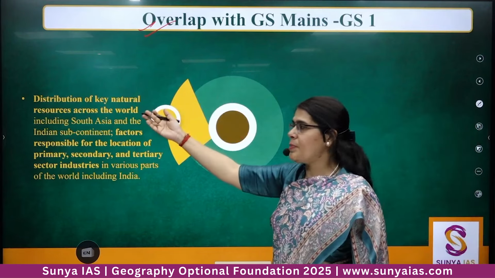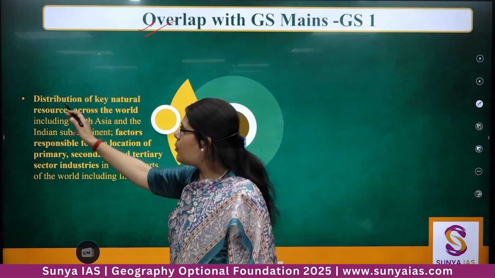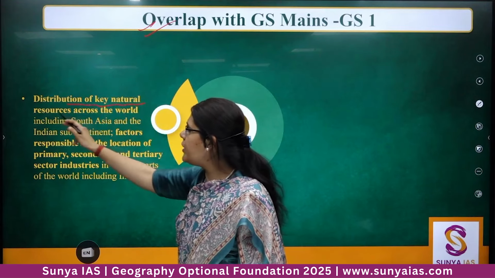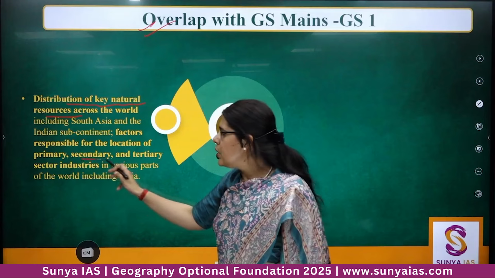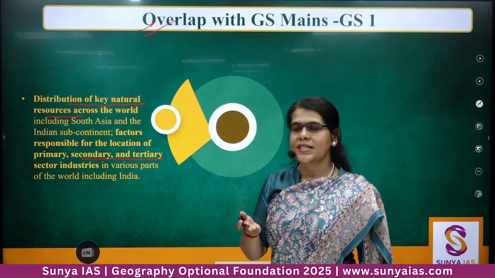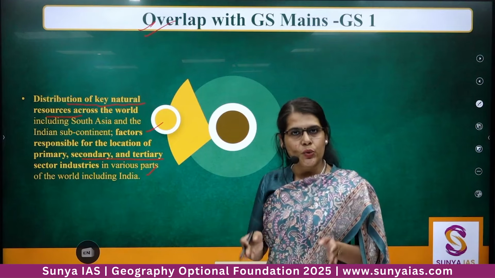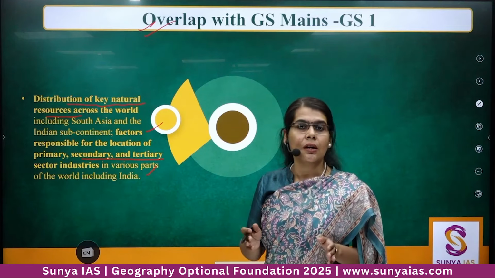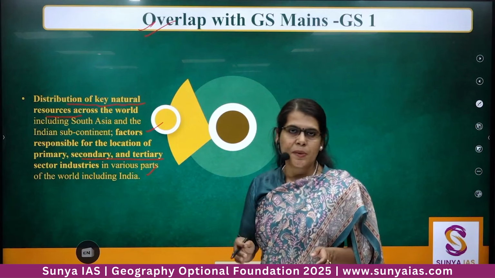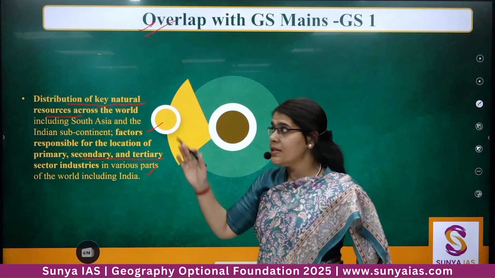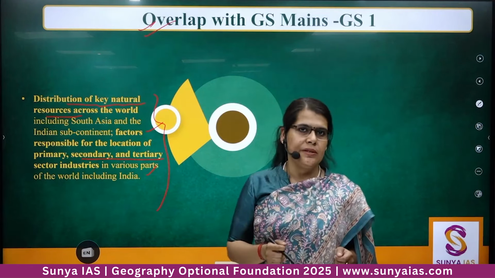Okay, so for example, let's start with the discussion around the overlap with GS paper 1. In GS paper 1, it has clearly been mentioned, one of the important topics is the distribution of key natural resources across the world, location of the primary, secondary and tertiary sector industries, etc. Now, resources, industries, etc. will be covered holistically in both paper 1 as well as paper 2. That means this is an overlapping section from your geography optional, right?